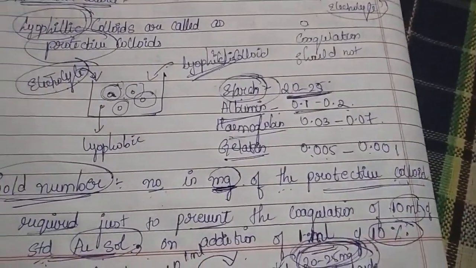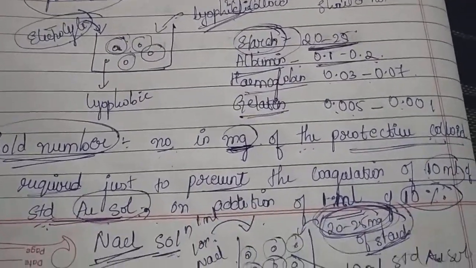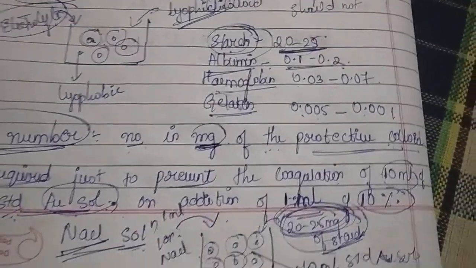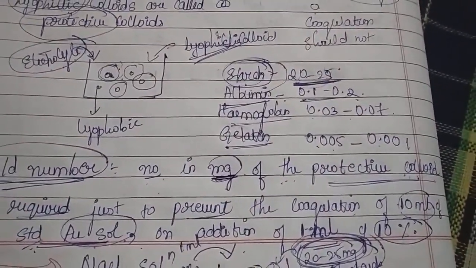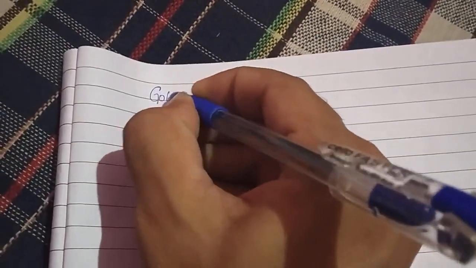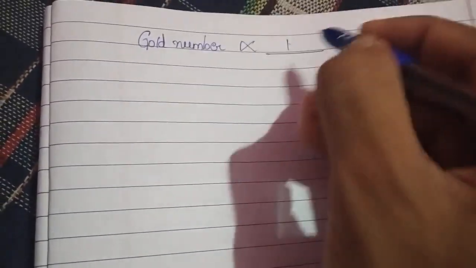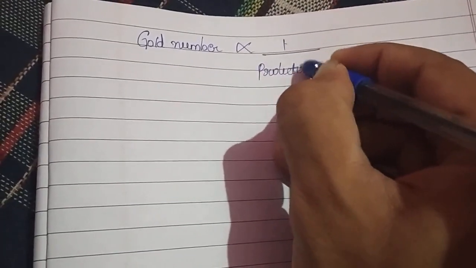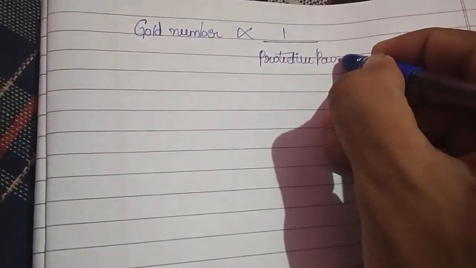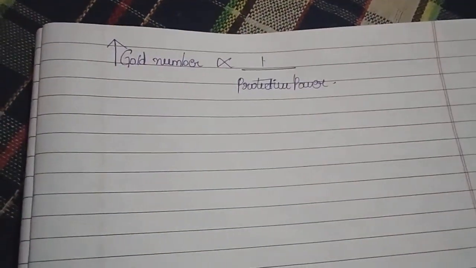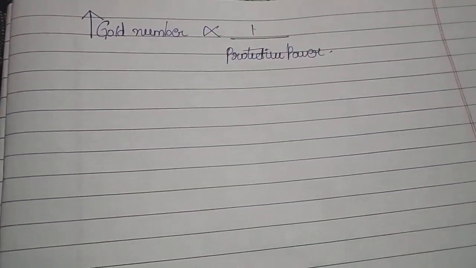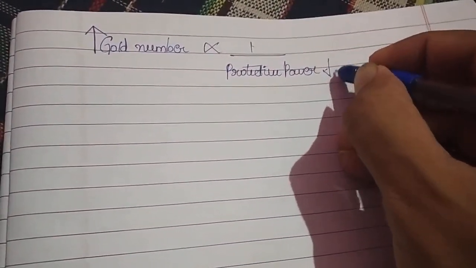Now the concept that arises is very important: how is the gold number related to the protective power? Remember, the gold number is inversely proportional to the protective power. If the gold number value is very high, its tendency to protect the lyophobic colloids is very, very less. We have seen this in starch also.